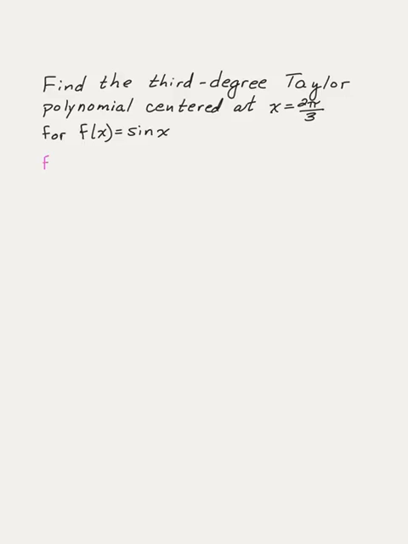We know that f of x is equal to sine x. We know that f prime is equal to cosine. The second derivative is equal to negative sine. And the third derivative is equal to negative cosine. Now from this we can find some values at 2 pi over 3.